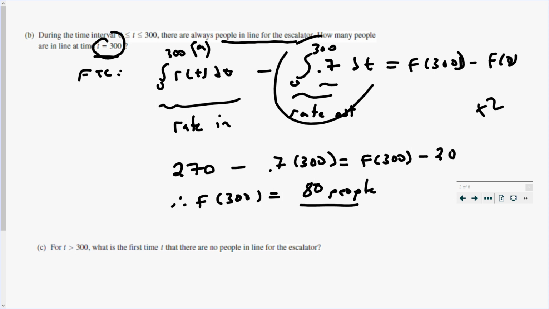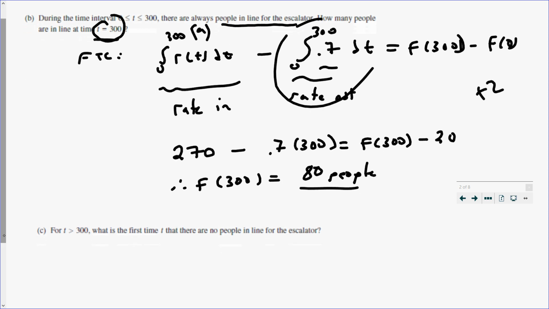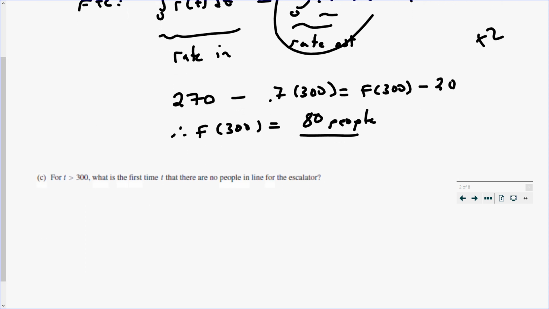All right, now for part C, they're saying, okay, the ride's closed, the escalator's closed. I remember my students were very sad when the mall closed because they couldn't ride the escalator anymore. So for time t greater than 300, when is the first time that there are no people in line? Well, we just have to find out how long. They're not going to take any more people after 300. So what we have to do is find out how long it will take to clear these 80 people.